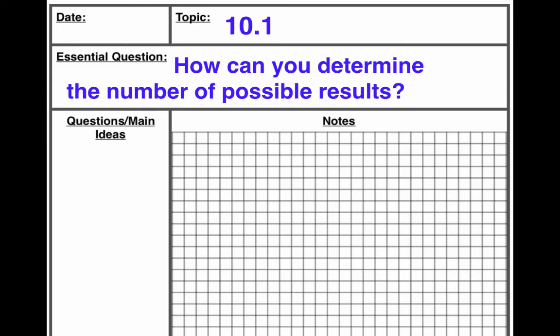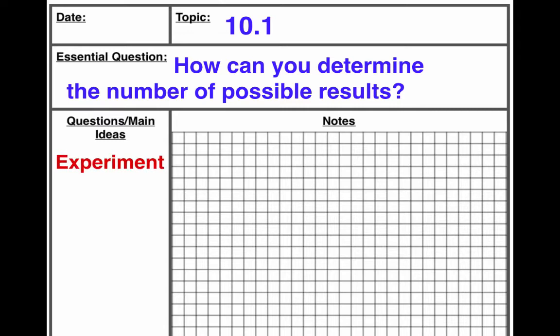Hey guys, we're going to do a chapter 10 section 1 video here, and we're going to talk about how can you determine the number of possible results. So one thing we do in mathematics a lot is we analyze situations and we look at what could possibly happen, what are all the options, and this is what we call probability.